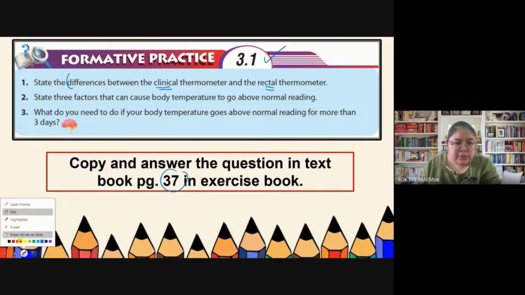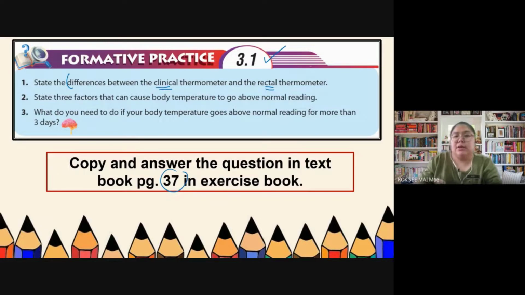So change the color first. Okay, so you can say clinical, they got what? They got keen. And the rectal no keen. After that, the rectal goes to measure what? The baby less than 3 months.